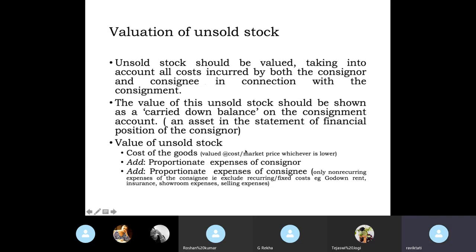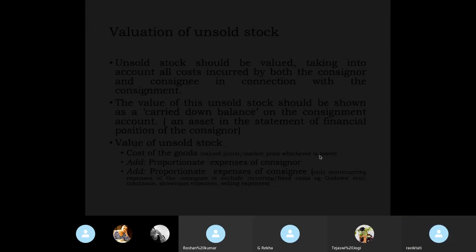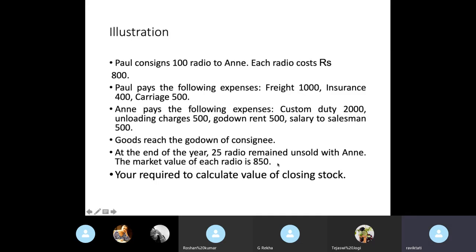Valued at cost or market price, whichever is lower. This is market price. Then we will value the cost. How many radios are there? 25 radios are left over.